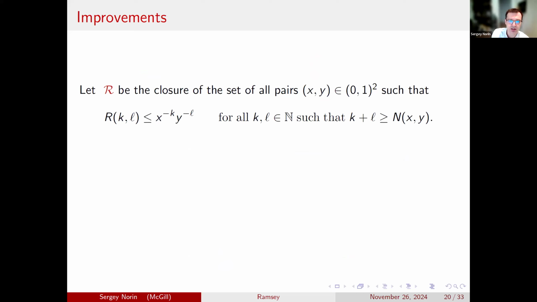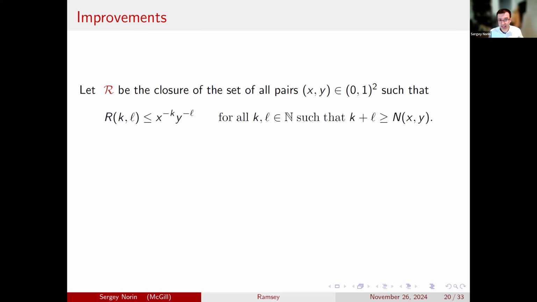We began with using the Erdős-Szekeres bound in the form R(k,l) is at most x to the power minus k times (1 - x) to the power minus l. Well, let R be the set of all pairs (x,y) for which we can make such a bound. Looking at this set R, I think of it as a dual problem to the problem of estimating Ramsey numbers. So we are trying to understand for which pairs x and y we can write down the inequality on this slide.